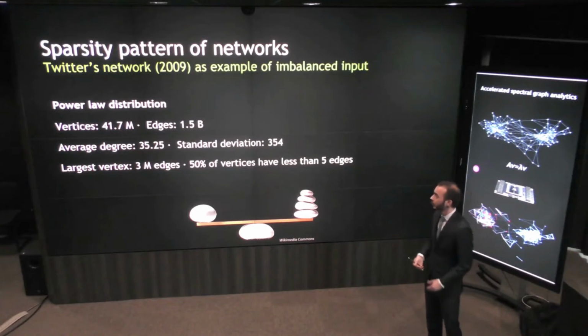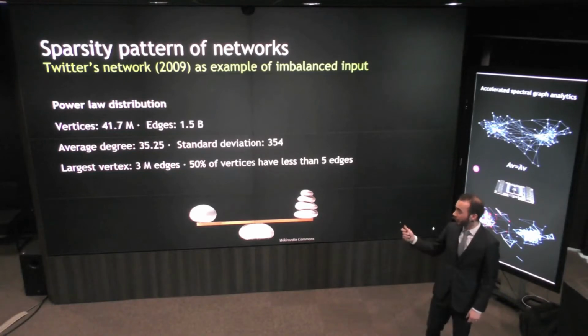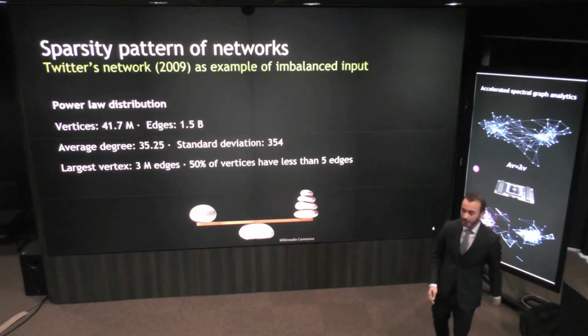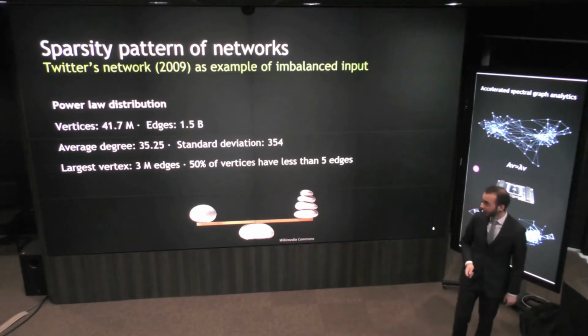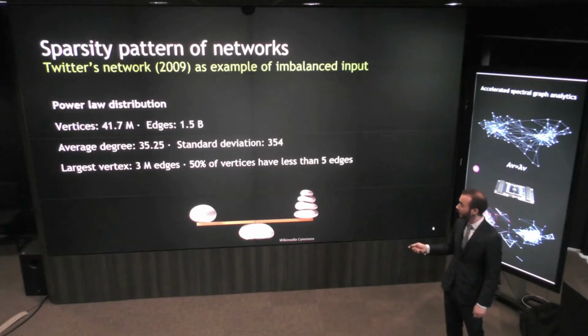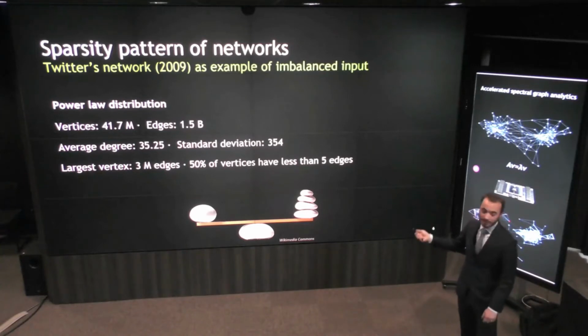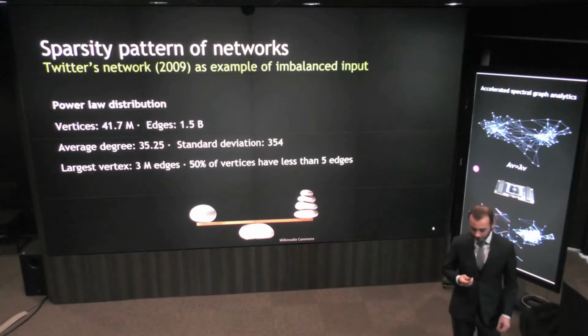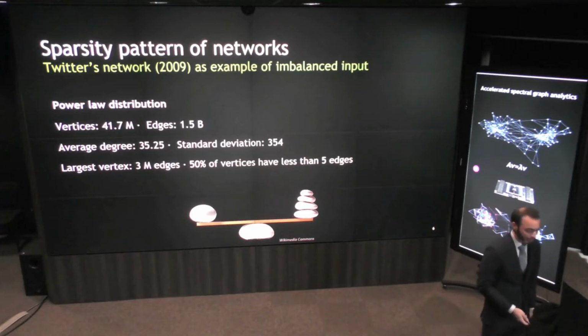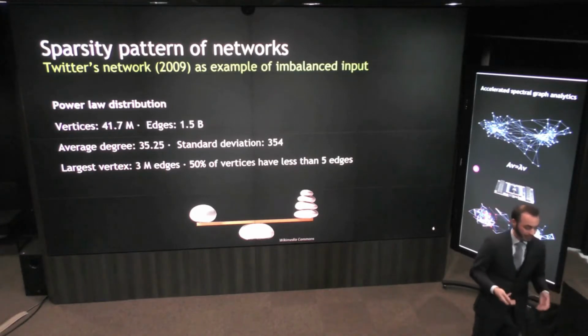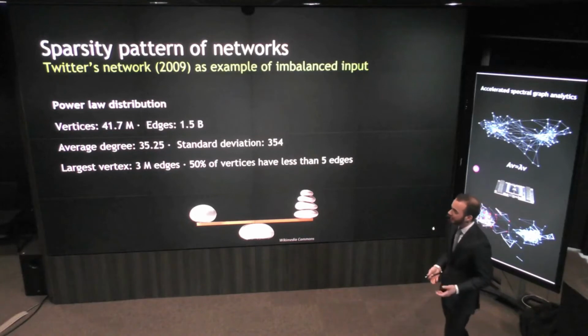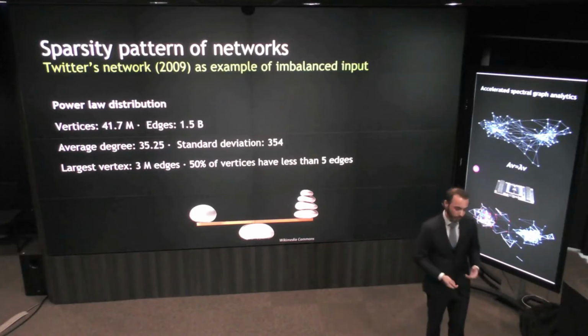And to be more precise on the power-law distribution and the load imbalance, we have an average degree, so an average size of row, that is 35, but a standard deviation that is 10 times this average. What it means is that there are some vertices with 3 million edges, and half of the data set has actually less than 5 edges. So we will need special algorithms to handle that, like the regular sparse linear algebra that we use for PDE equations or this type of thing cannot work in this case.